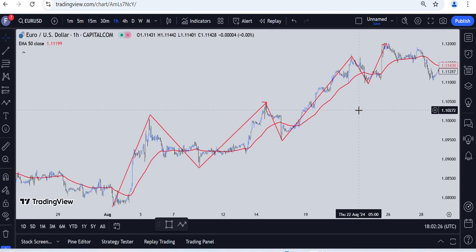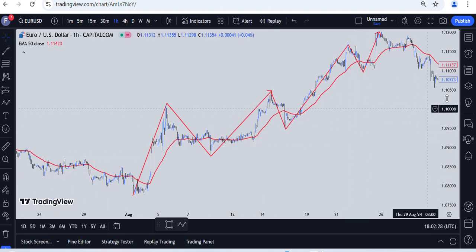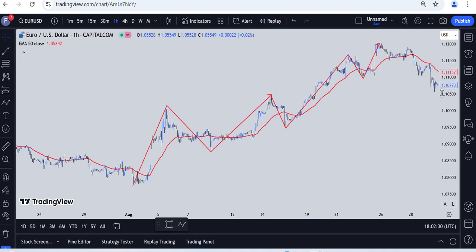Once you put your EMA 50 on your chart, it will be easy for you to spot and catch the right high and the right low to use. Okay, so that's an example for an uptrend.